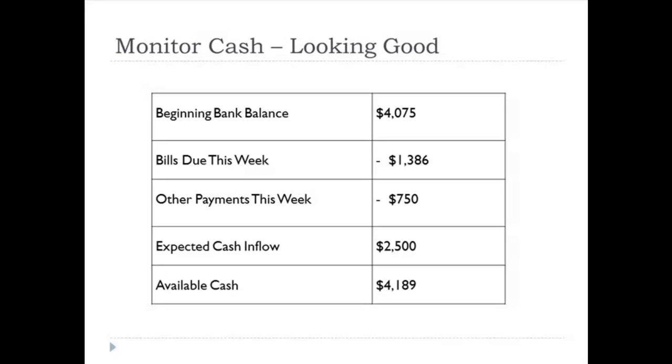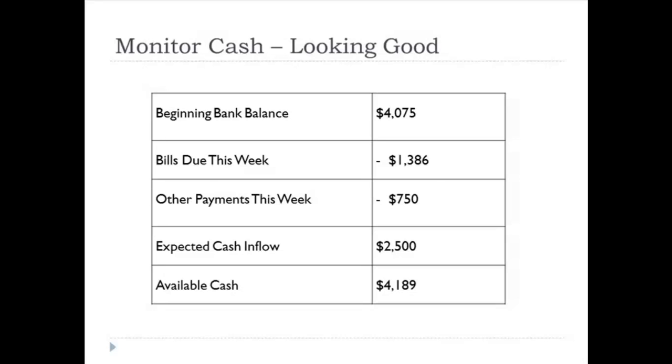And when you take your beginning balance, subtract the bills and other cash outflows expected, add the anticipated cash inflow, you have an available cash balance. So that's going to be what's left at the end. In this example, the farmer has over $4,000 left, so she can pay her bills with confidence that she's probably not going to bounce any checks.